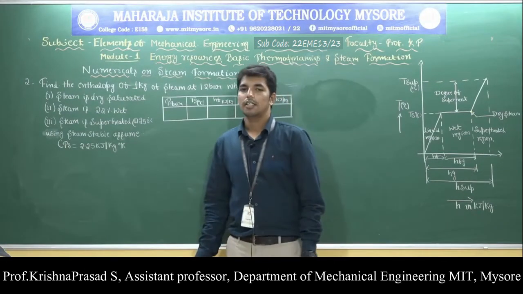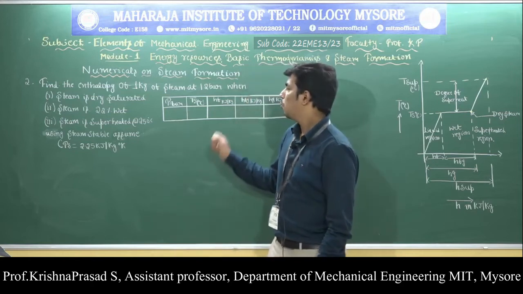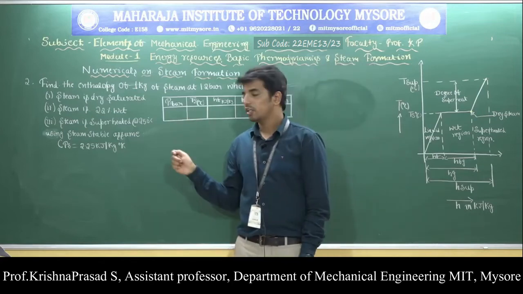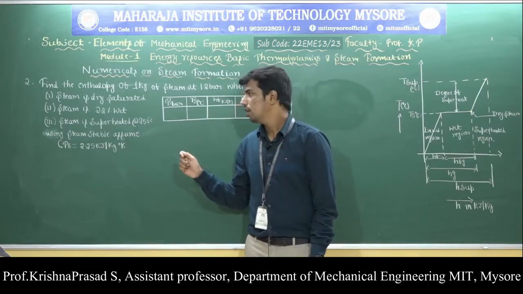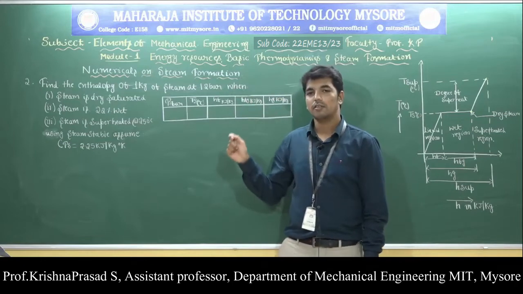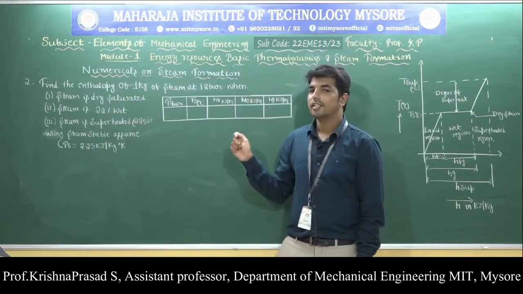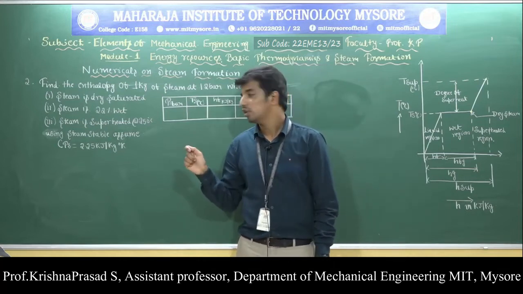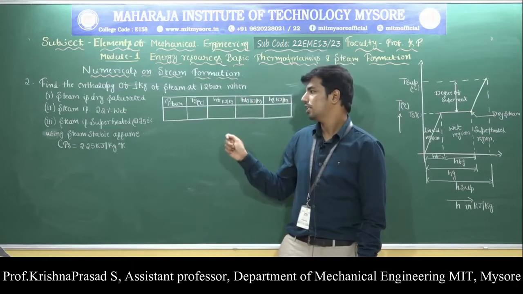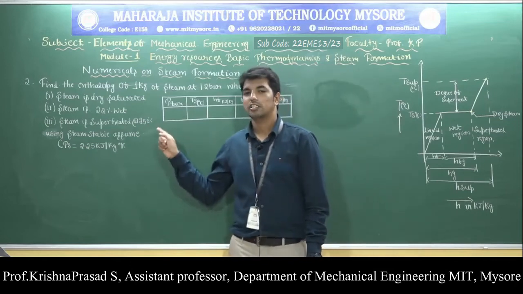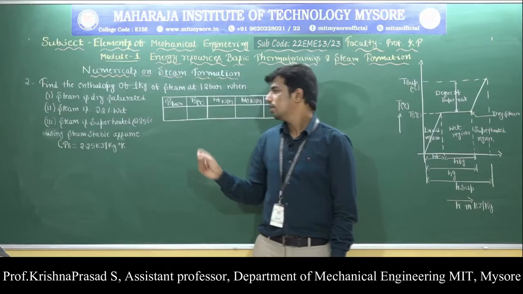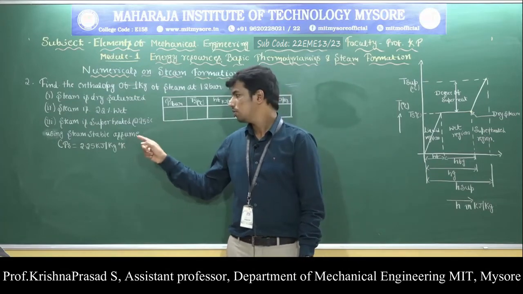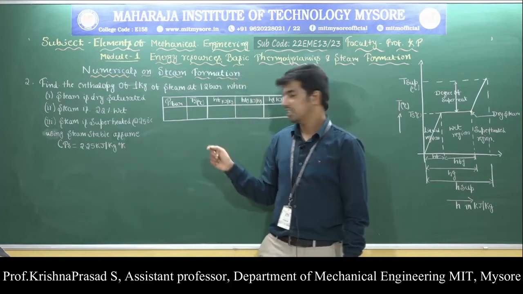The second numerical is: find the enthalpy of 1 kg of steam at 12 bar when steam is dry saturated, that means we need to find hg; then when steam is 22% wet, that means the steam becomes wet steam, and we need to find hw; and then when steam is superheated at a superheated temperature of 250 degrees centigrade, using the steam table, and assume the specific heat of steam is equal to 2.25 kilojoule per kg Kelvin.